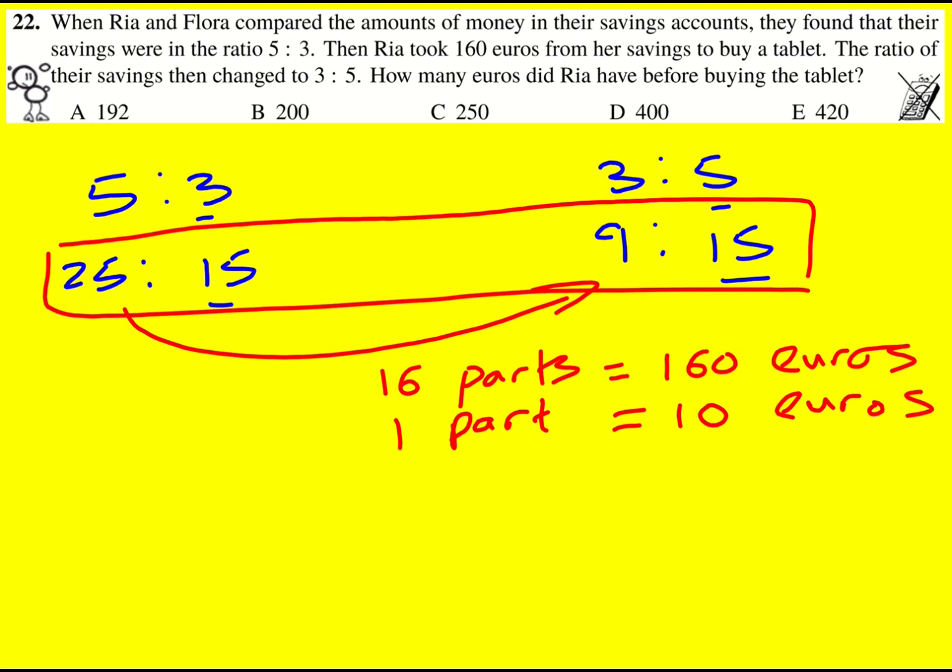So how many euros did Ria have before buying the tablet? She had 25 parts, and therefore 25 times 10, 250 euros.